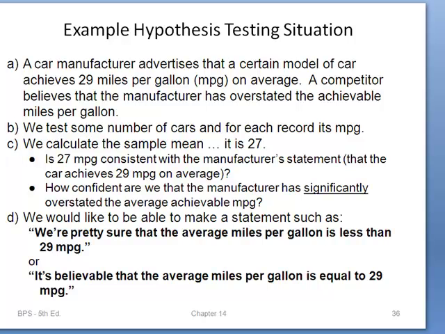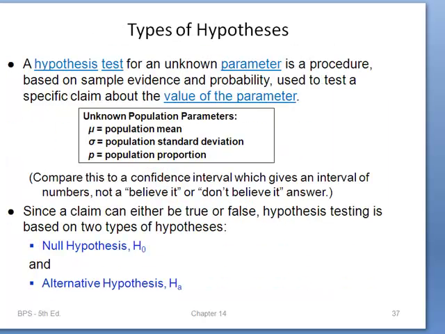So then we'd have to say how confident we are that the manufacturer has significantly overstated the average achievable miles per gallon. Now, we'd like to be able to make statements such as, we're pretty sure that the average miles per gallon is less than 29, or, hey, it's believable that the average miles per gallon is equal to 29 miles per gallon. A hypothesis test for an unknown parameter is a procedure that's based on sample evidence again. And, of course, we have to use probability.